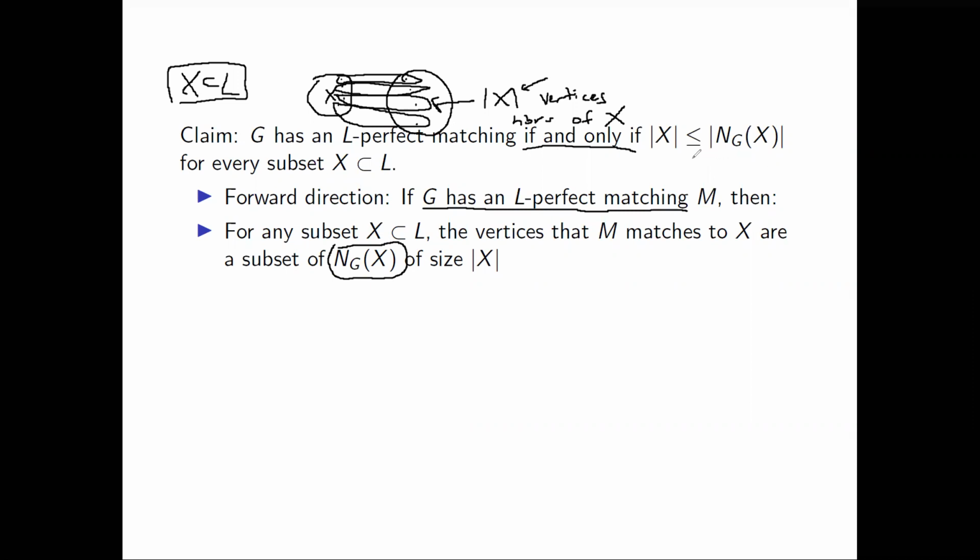So the forward direction, an L-perfect matching giving us this inequality for all the subsets X of L, that's immediate. We're just getting that inequality, just using the matching on each of those subsets to give us a subset of N sub G of X that has size at least cardinality of X. So that's the forward direction. It's just a few lines like that.